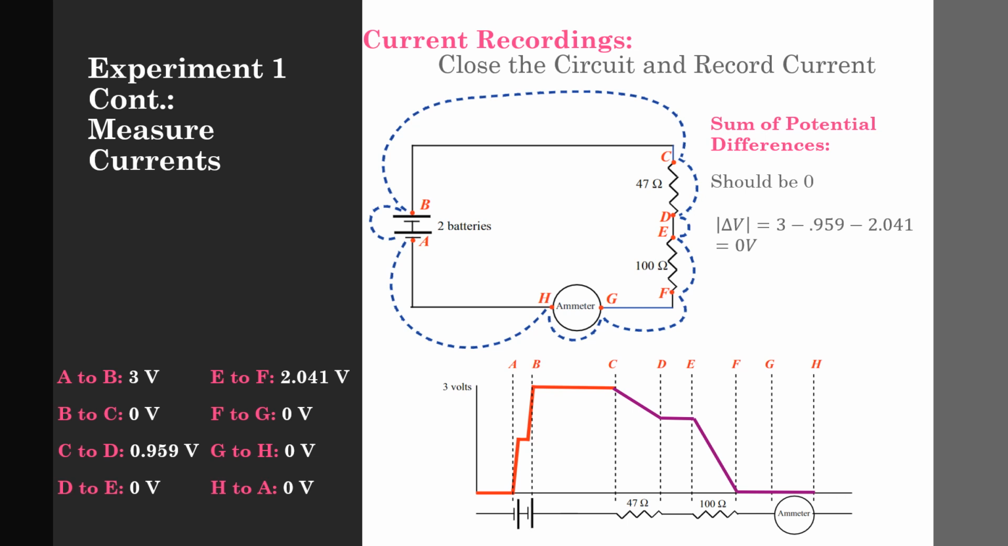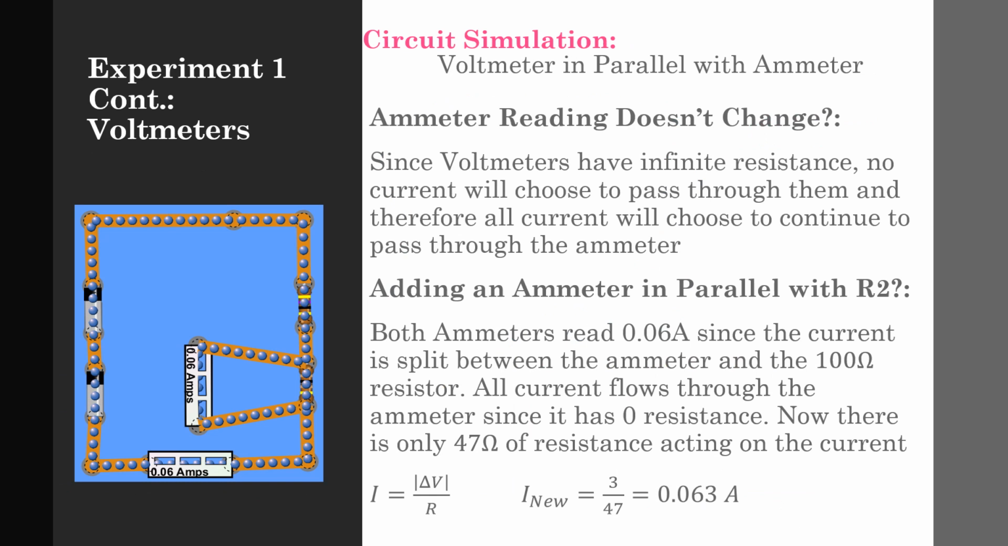Next, we were asked to observe the changes in readings, given that we're placing different components in parallel with other ones. First, we placed the voltmeter in parallel with the ammeter and noted that the ammeter reading does not change, and the reason for this is because voltmeters have infinite resistance, so no current will choose to pass through them, and therefore all the current will choose to continue to pass through the ammeter and the reading will not change.